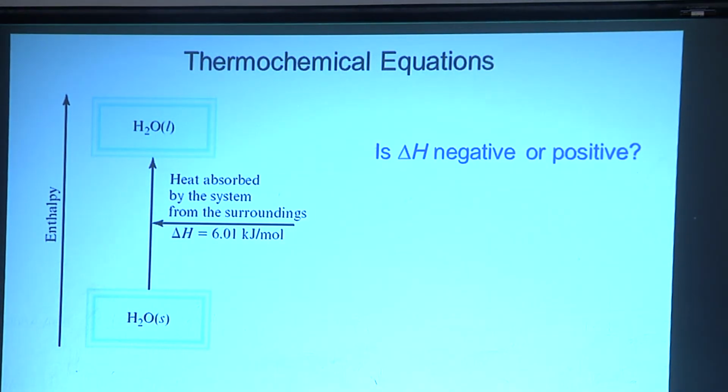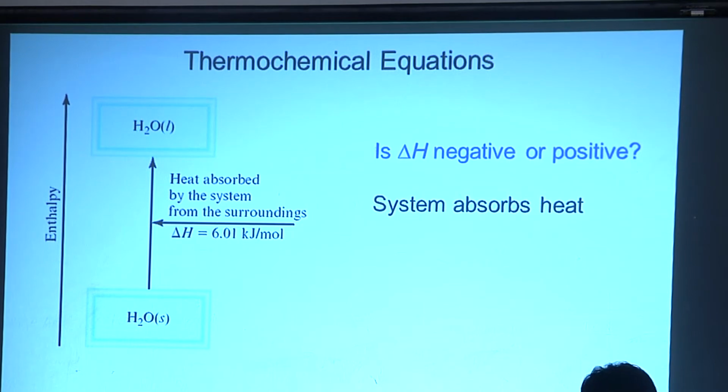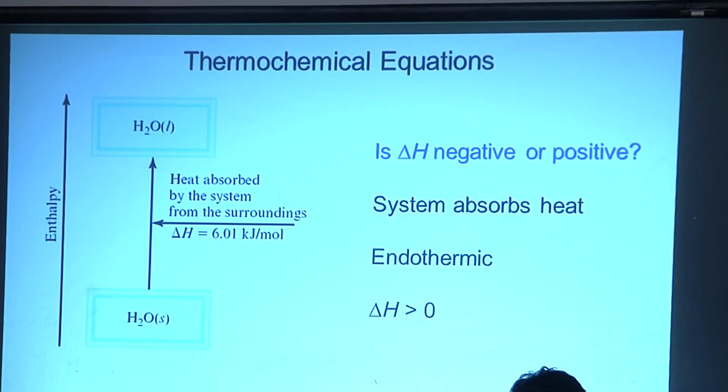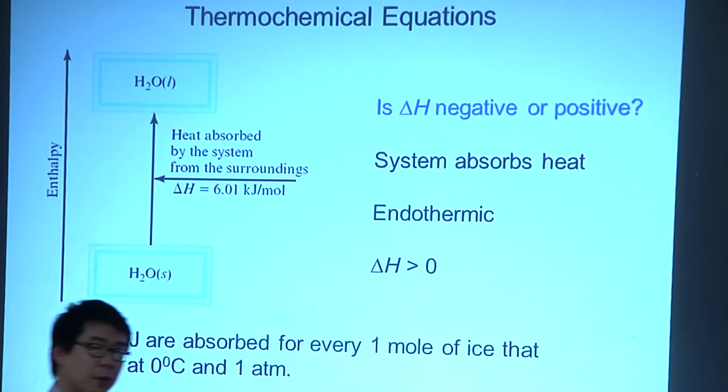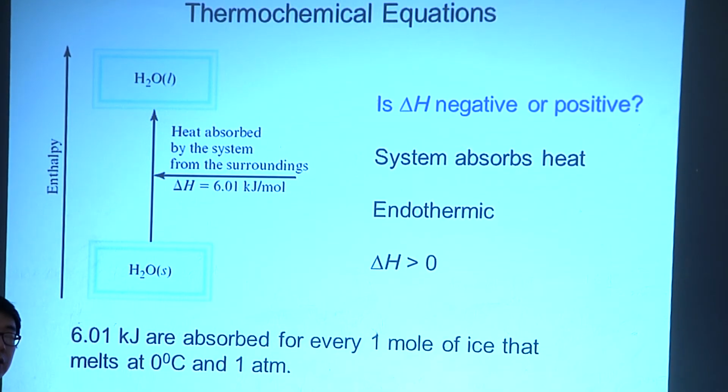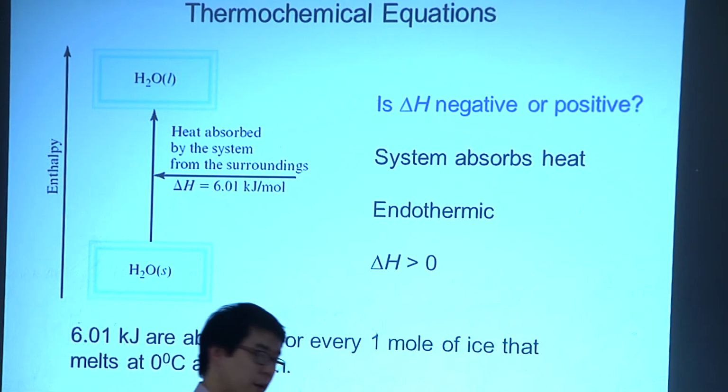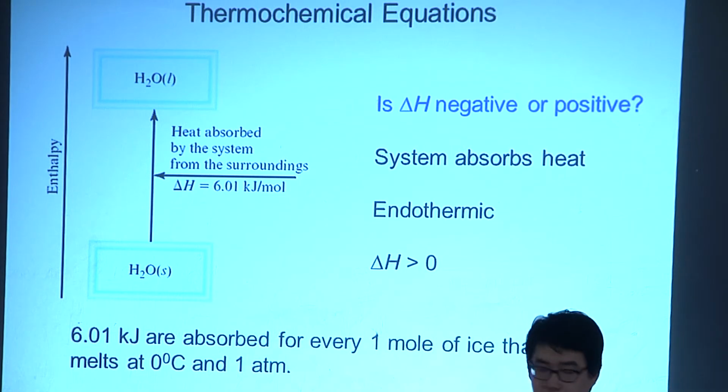Okay, so delta H positive, negative? Delta H in this case we said was positive. In order to get from solid to liquid, in order to melt, you have to absorb heat. This is endothermic. Why is it endothermic? Because at constant pressure, delta H can replace Q. Q equals delta H if pressure is constant. And so heat goes into the system.